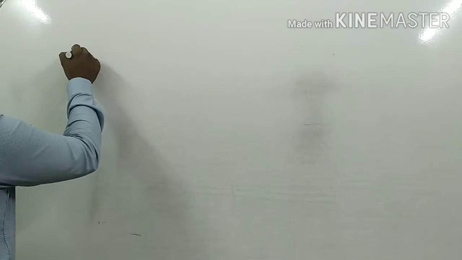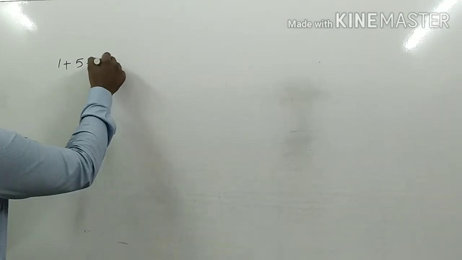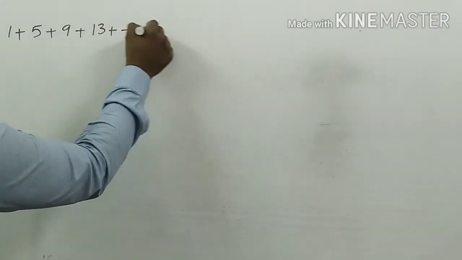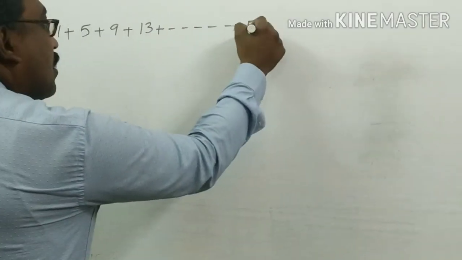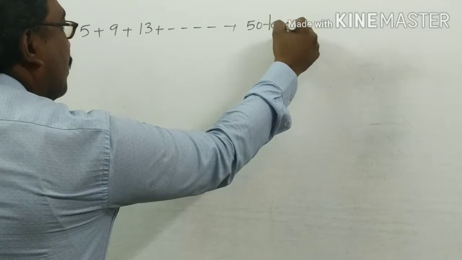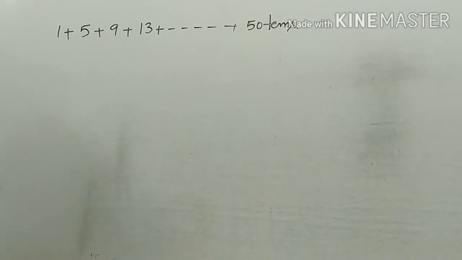Sum of n terms of an AP is today's concept. If the number of terms is given in an AP, then how do we add? Suppose 1 plus 5 plus 9 plus 13 plus so on. Some 50 terms are there. If you take 50 terms and add, then what is your answer? That is the concept we are learning today.